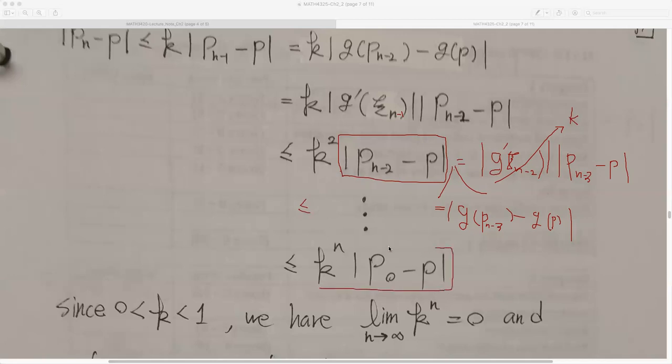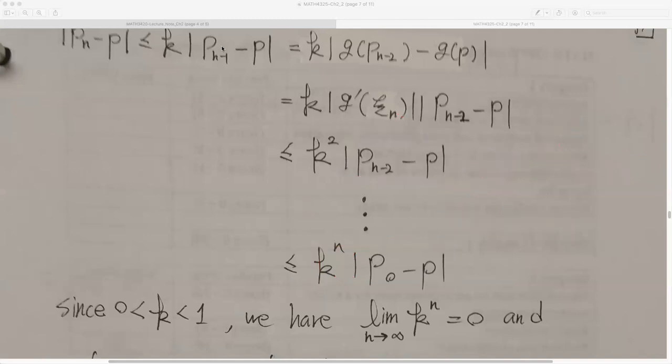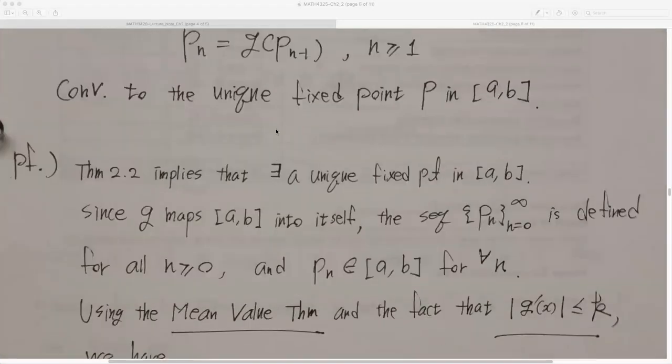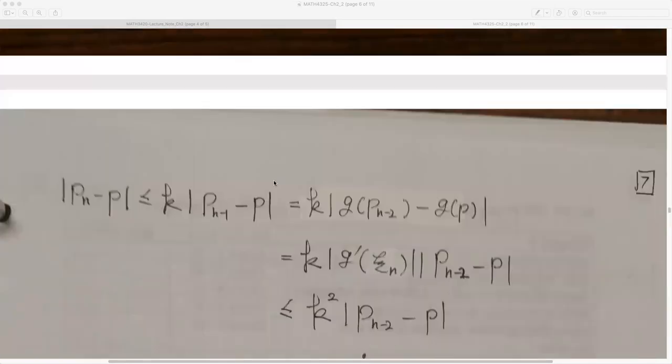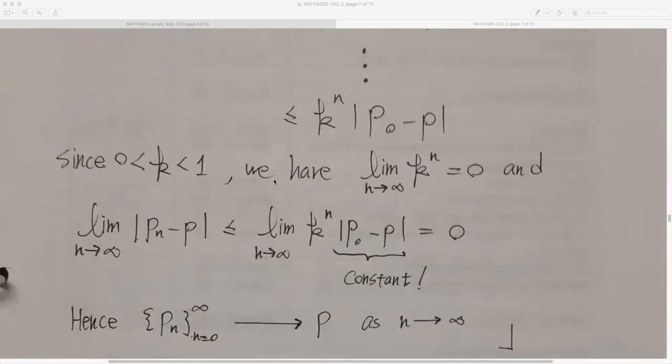Finally, we got k to the nth power times the absolute value of P_0 minus P. But we see that k is a number between 0 and 1. So as n increases, k to the nth power approaches 0, and this is constant, right? So the limit of k to the nth power times the absolute value of P_0 minus P as n approaches infinity is 0. So we proved that the sequence generated by this converges to P. So theoretically, the fixed point iteration works.